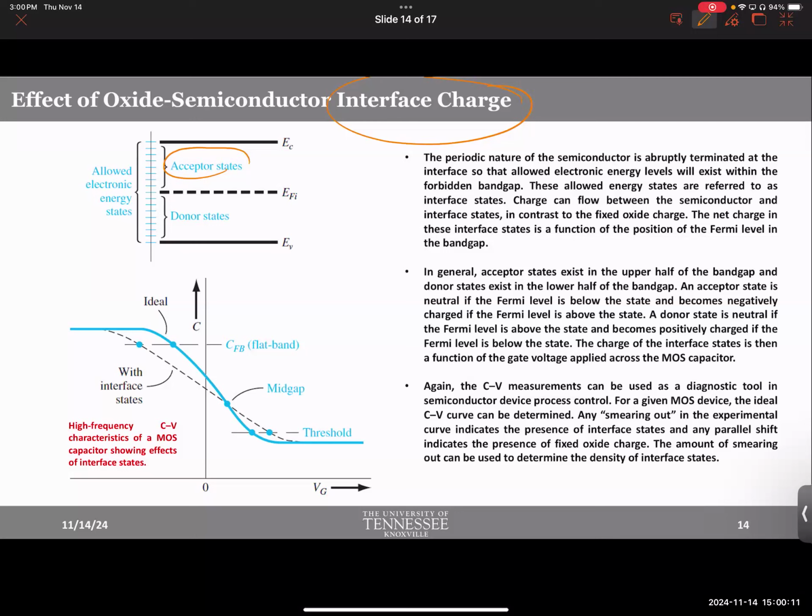What is the signature of this kind of charge? And I'm going to show you. This blue line is not blue anymore. I'm just drawing on top of it. This is the ideal CV.